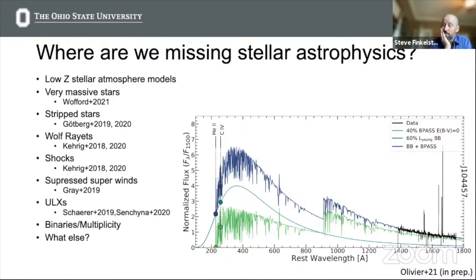The last one while we're waiting, just wondering where potential weak AGN contribution could fit in to match some of these emission lines.